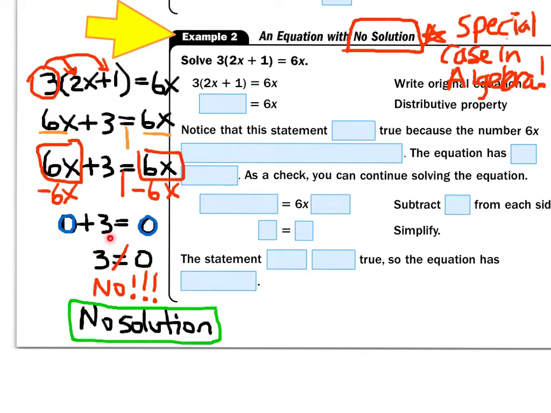Well, you say 0 plus 3 equals 3, and then you bring down your equal sign, and you bring down the 0, and then you say, well, wait a minute. 3 does not equal 0. Never, ever, ever. That can't happen. And so when that situation comes up, when it's something that you know is absolutely not true, never will be true, that means no solution in algebra.